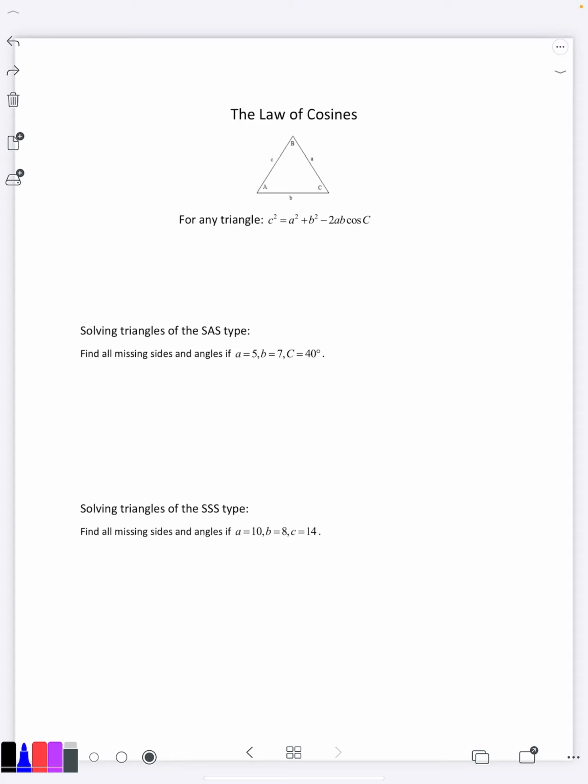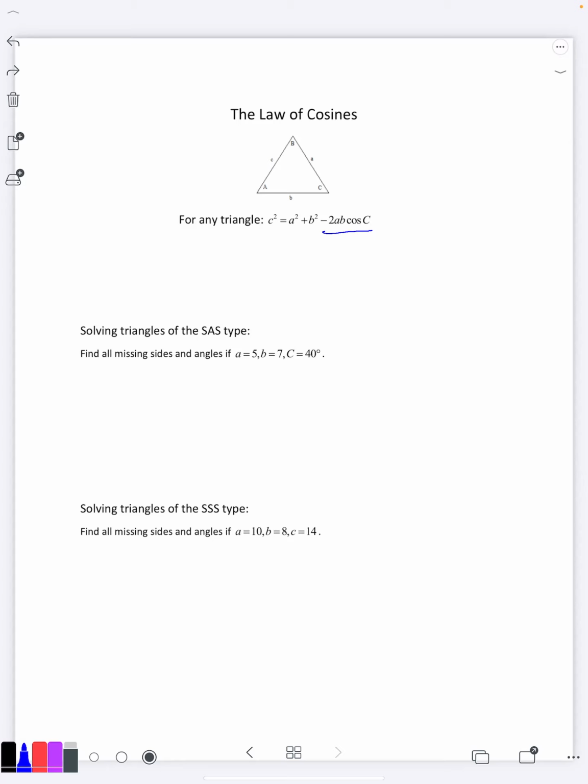So if you think about the Pythagorean theorem, it's normally like a squared plus b squared equals c squared, and that's exactly what you would have here, and that's what happens when you have a right triangle. But if you don't have a right triangle, then you have this extra term here, minus 2ab cosine of the angle c, and this is the law of cosines that can be used to solve more triangles.